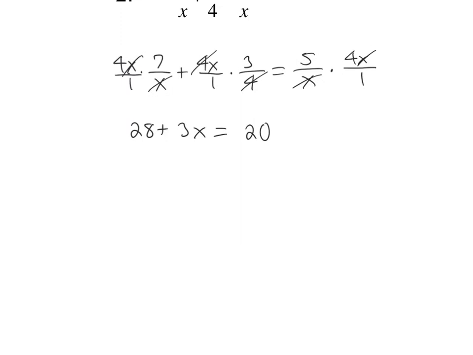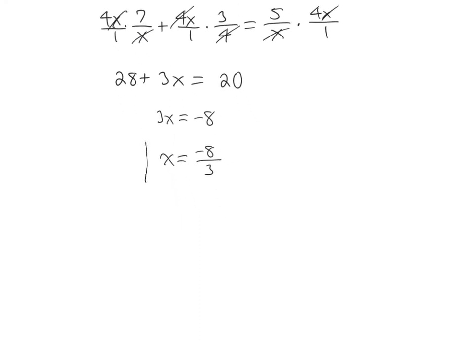Solving for x now I need to subtract 28 from both sides, so I'm going to get 3x equals negative 8. Divide by 3, I'm going to get x equals negative 8/3. And this is our answer. If you were to plug this into your calculator, you should get negative 1.875.